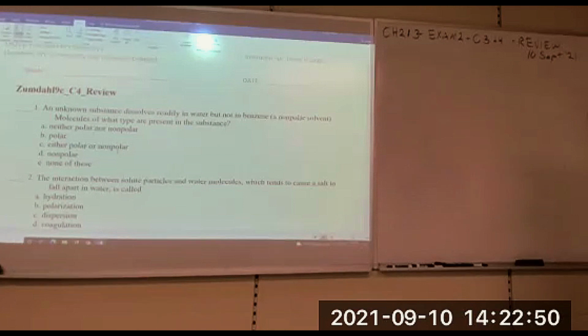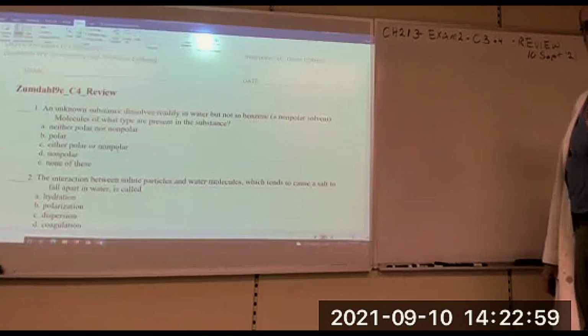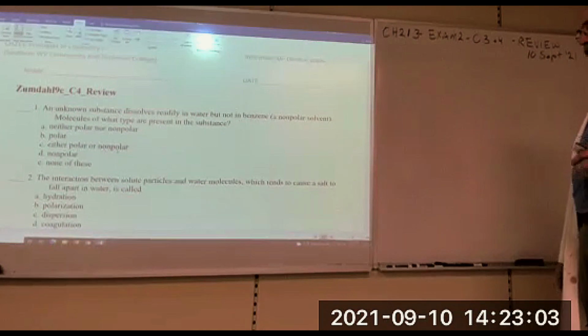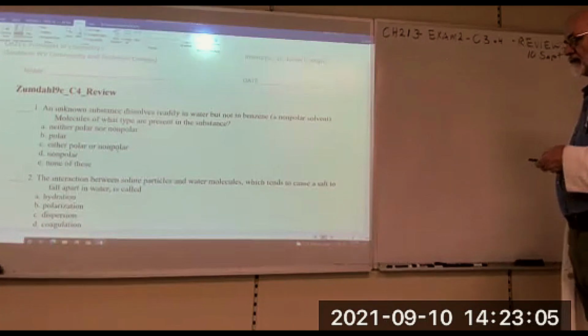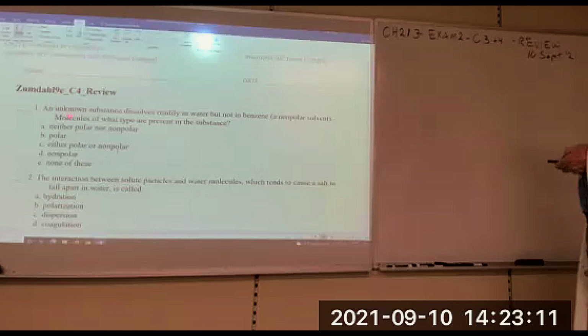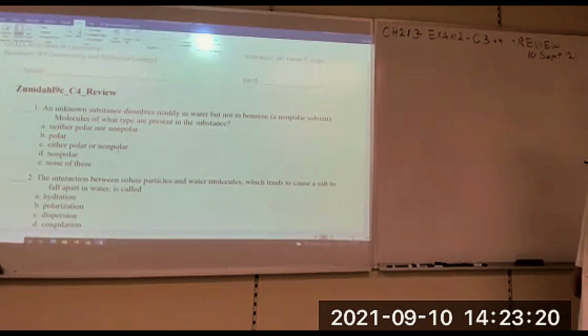An unknown substance dissolves readily in water, but not in benzene. Benzene's a non-polar solvent, right? So this is referencing that rule: like dissolves like. Non-polars dissolve non-polars, polars dissolve polars. So molecules of what type are present in the substance? This unknown substance. If it dissolves in water, they must be polar. They're not non-polar, they have to be polar.